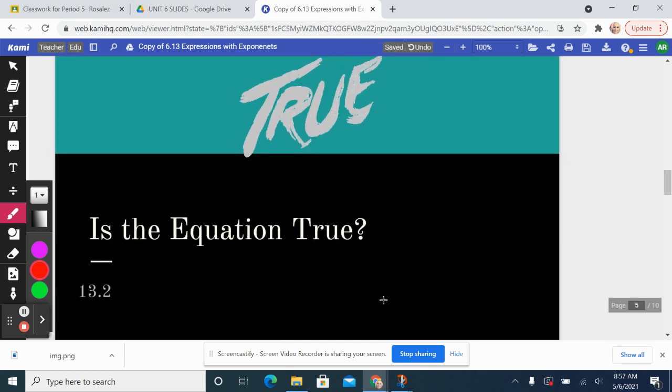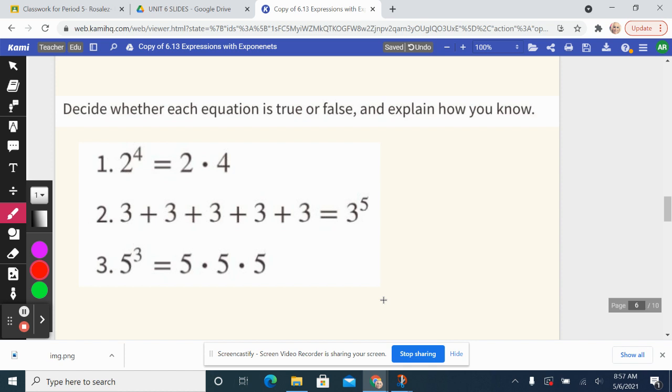So we are in lesson 13, and we're doing lesson section 2 and 3. So please go to section 2. It says, is the equation true? So we're going to go through these. Decide whether each one is true or false. So 2 to the 4th means 2 times 2 times 2 times 2. Well, that equals 16. And then 2 times 4 is 8. So you're going to decide, is that true or false? Are those equal? And the answer is it's false. So please write that down.